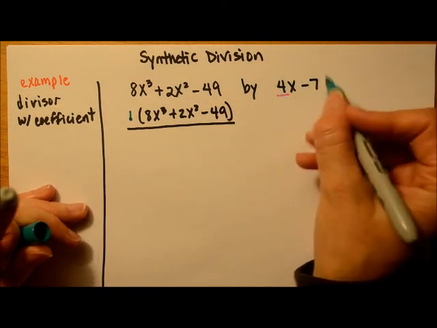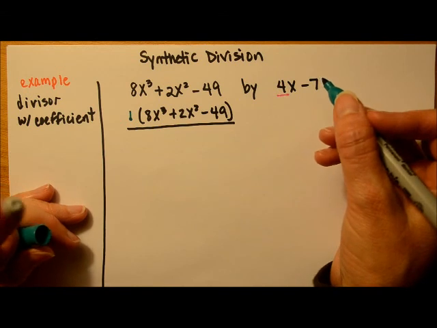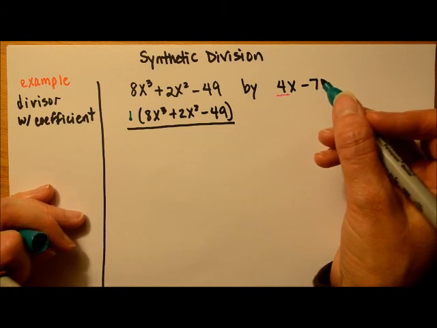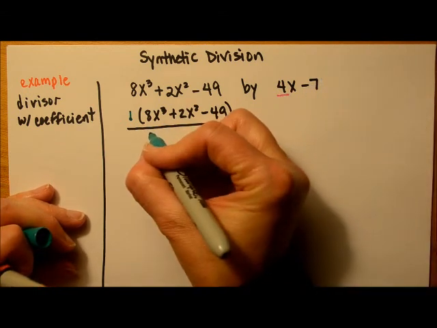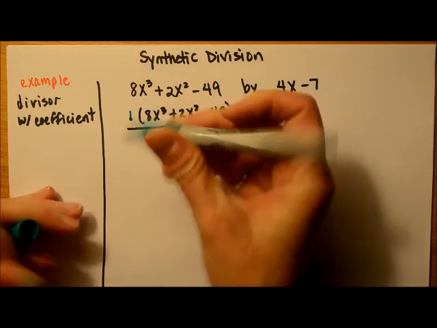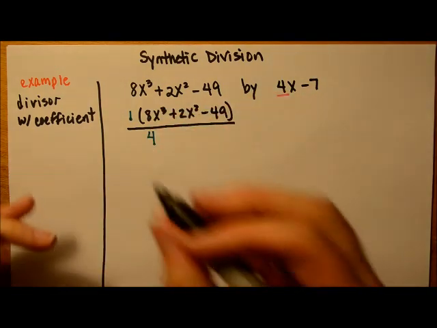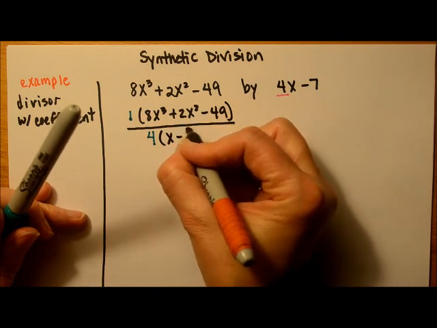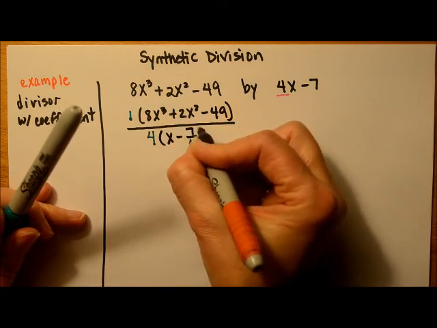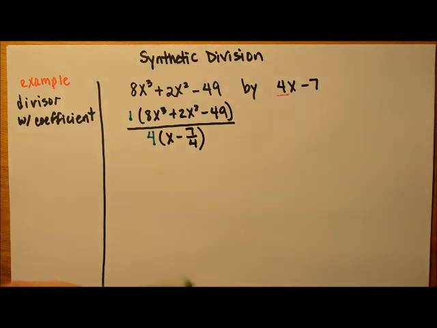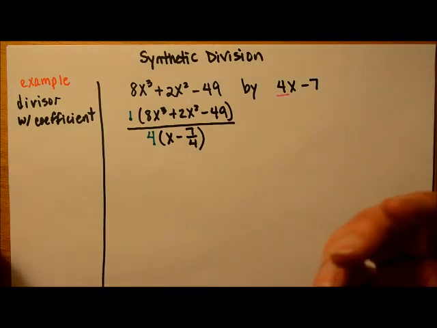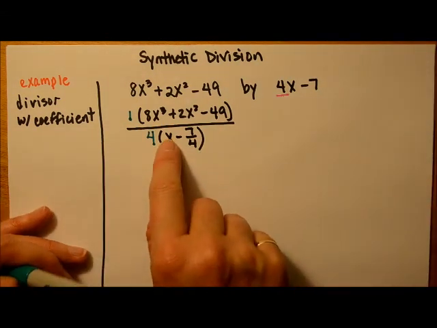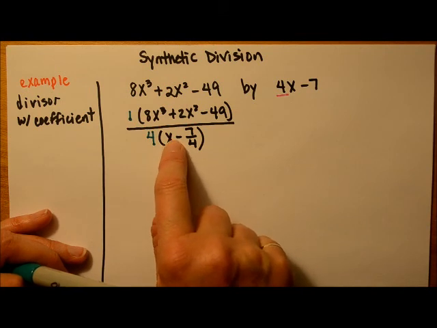I'm going to divide by this, but what I'm going to do is factor out a 4. What I have left then is x minus 7 over 4. Well, why do I want something so ugly? Well, because I can't do synthetic division with something in front of my x.